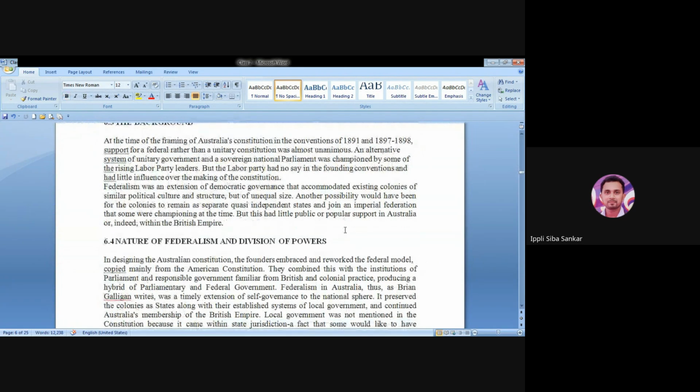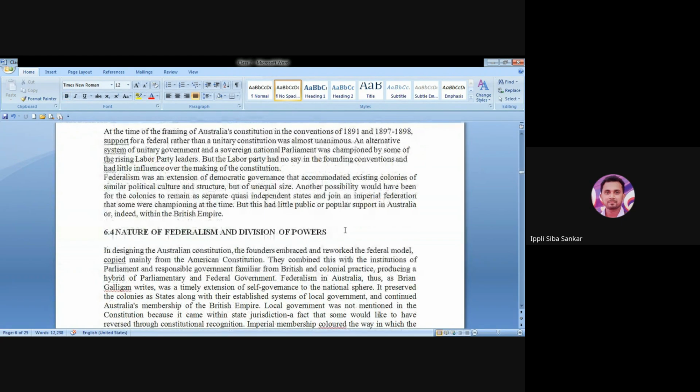Let's come to the background. At the time of framing of the Australian Constitution, in the Conventions of 1891, 1897 and 1898, support for a federal rather than a unitary constitution was almost unanimous. An alternative system of unitary government and a sovereign national parliament was championed by some of the rising Labour Party leaders, but the Labour Party had no say in the founding conventions and had little influence over the making of the constitution.